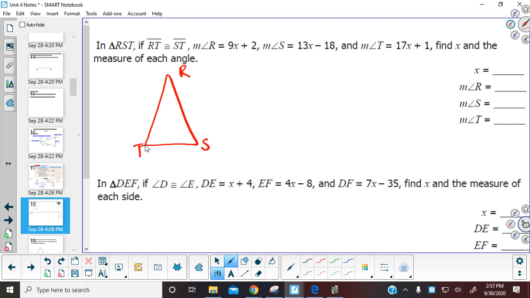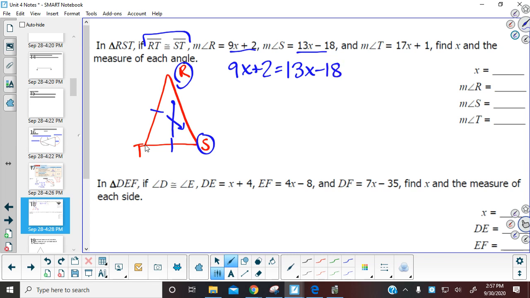But what does matter is once you go ahead and label that, we want to use this: that segment RT is congruent to segment ST. So if RT is congruent to ST, that means that the angle across from that, angle S, and across from here, angle R, those two angles are the angles that are going to be the same. So the way that we set up our equation, since we know R and S are the same, we can go ahead and just set those two equal to each other.